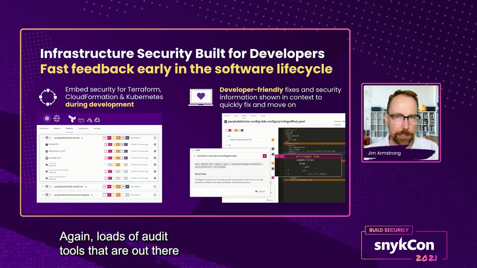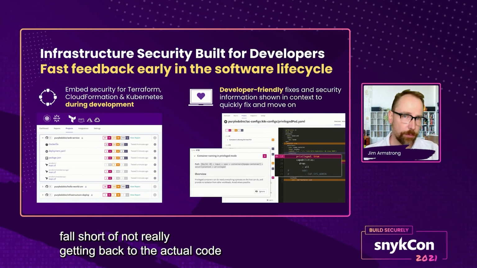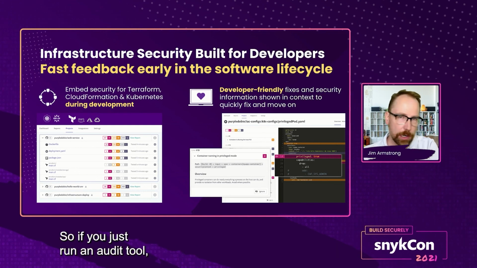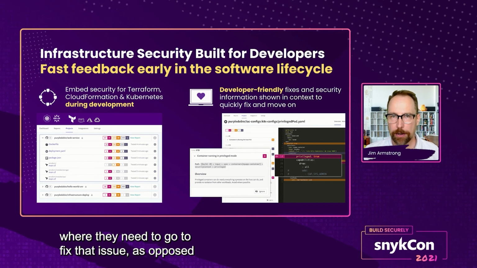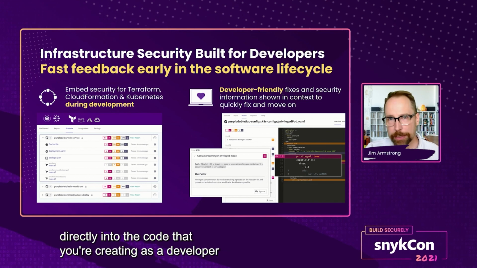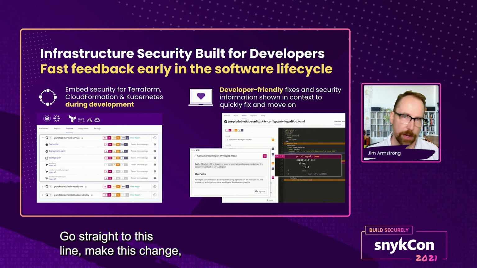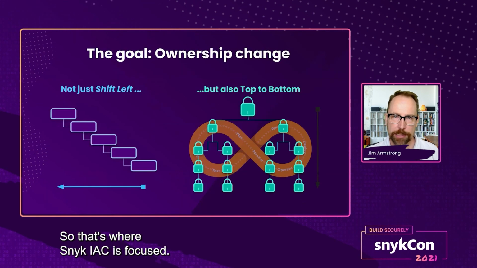Again, there are loads of audit tools out there for infrastructure. Those audit tools fall short of getting back to the actual code that creates the infrastructure. So if you just run an audit tool, you're going to get a picture of the risk, but you're going to have a hard time describing to a developer where they need to go to fix that issue. That's opposed to what we're trying to do here with Snyk IaC, which is get directly into the code that you're creating as a developer and show you how to fix those issues straight away. Go straight to this line, make this change, and that will fix this particular issue for you. So that's where Snyk IaC is focused.